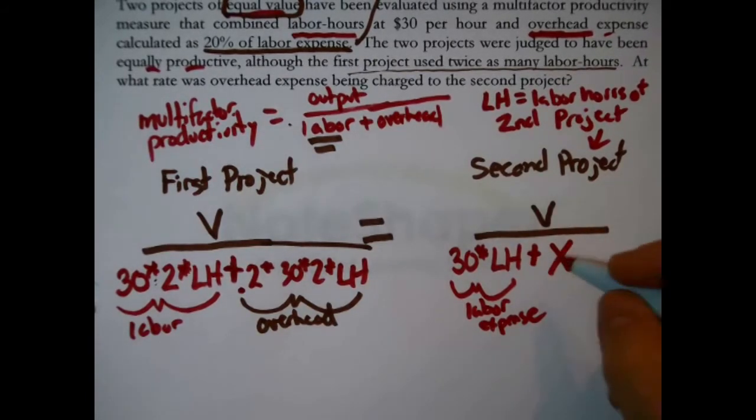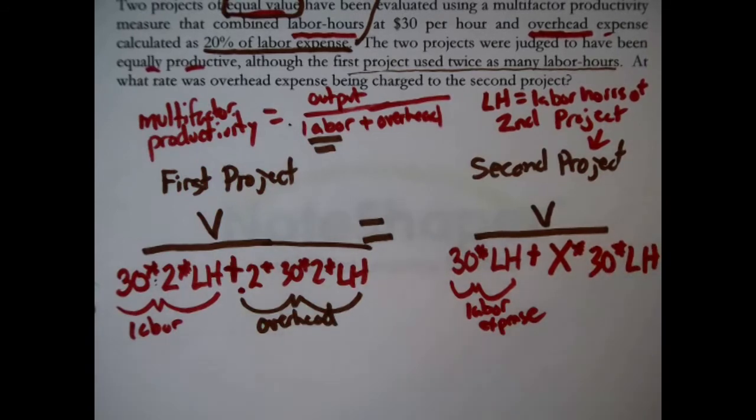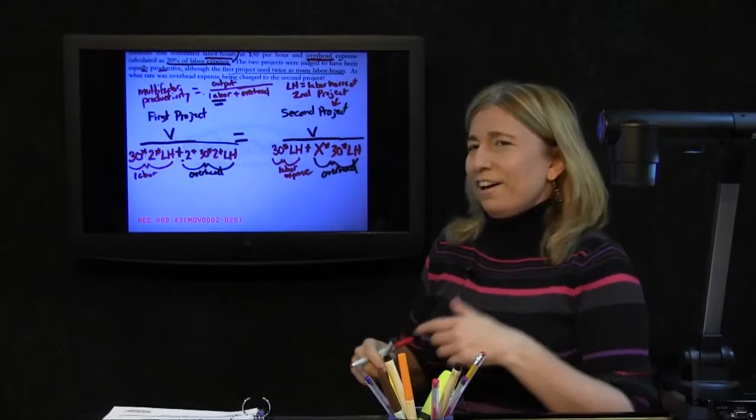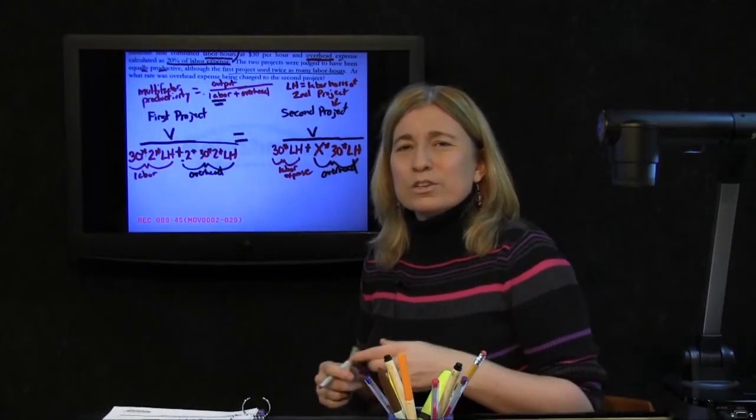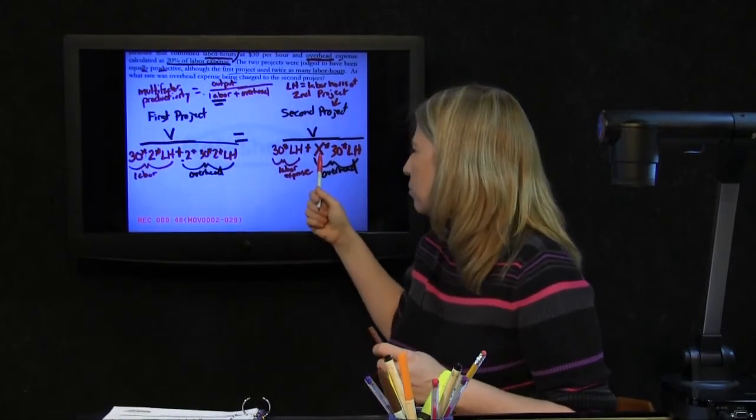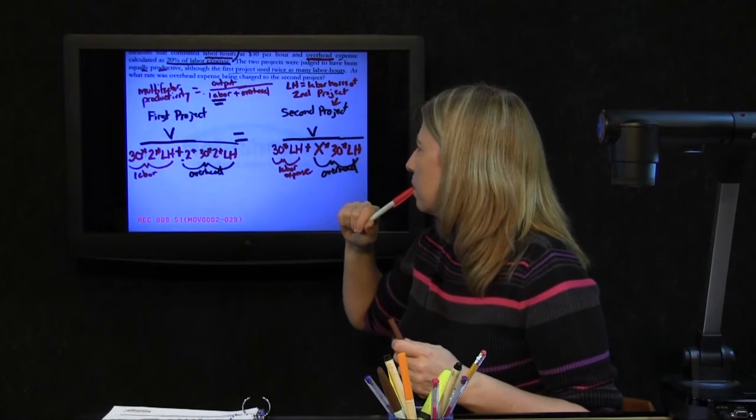X times 30 times LH. Why 30 times LH? Because it's still a proportion of the labor expense. That is the overhead. Now, I have this big, long illustration. What is it that I'm looking for? I'm looking for X.